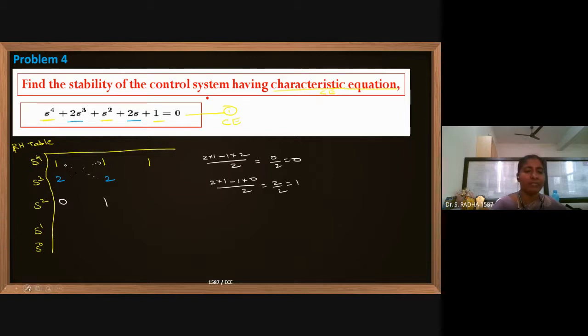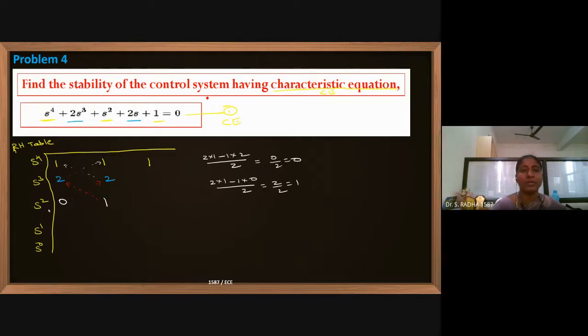But if you see, when we go with the next row calculation, it is 0 into 2 minus 2 into 1, divided by 0 we have to do. Divided by 0 means that gives an infinity value. Always it will be a problem.